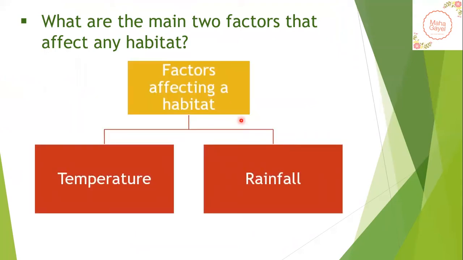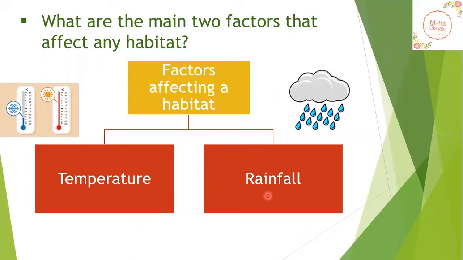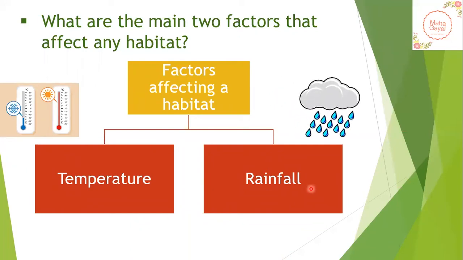Okay, so the main factors affecting a habitat are, number one, the temperature: if it is cold, if it is warm, or if it is hot. And number two is the amount of rainfall, the amount of water in the habitat. So these are the main two factors, temperature and rainfall.